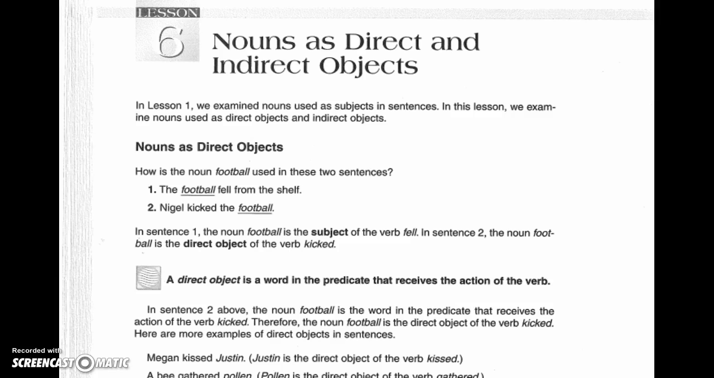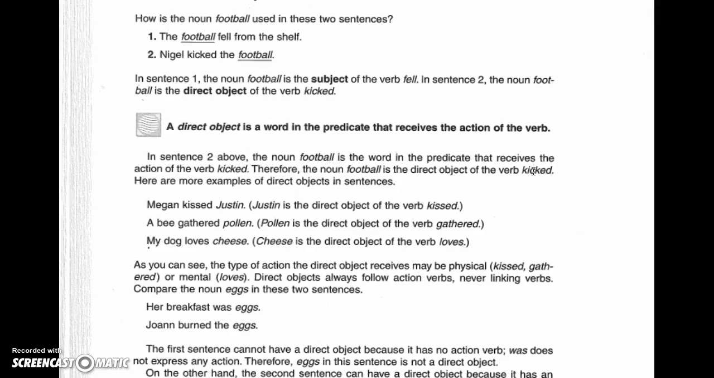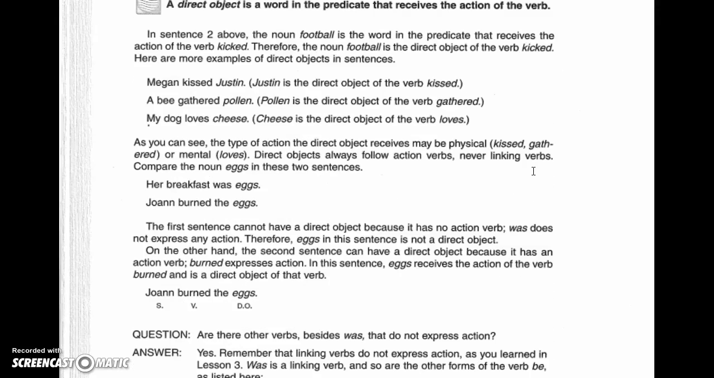Okay, so in the examples here of nouns and direct objects, you see the word football is used in both sentence 1 and 2. In 1, of course, it's the subject of the verb fell, but in sentence 2, Nigel kicked the football, it's the direct object of the verb kicked. So it's a word in the predicate that receives the action of the verb. And let's go and see how it's used. You see a couple of examples here. You can read them through and pause as you like.